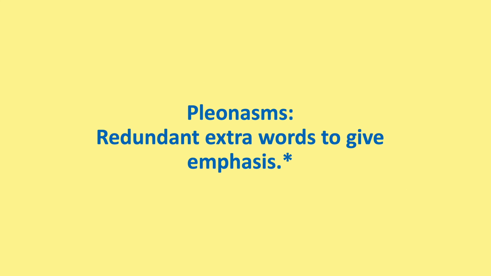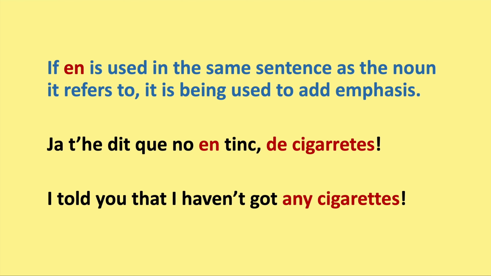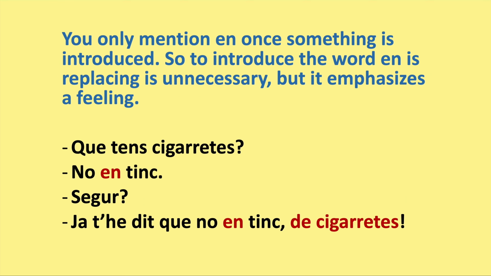Pleonasms are redundant extra words to give emphasis. Sometimes they're unnecessary. If un is used in the same sentence as the noun it refers to, it is being used to add emphasis, such as T'he dit que no en tinc de cigarretes. I told you that I haven't got any cigarettes. You only mention once something is introduced. So to introduce the word un is replacing again is unnecessary, but it emphasizes a feeling, an emotion.